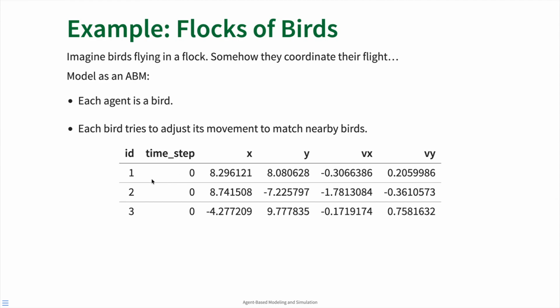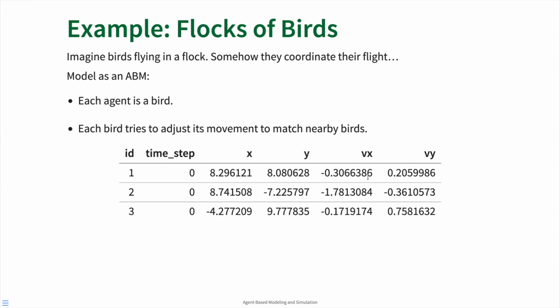Each bird is represented by a row in this data frame. So we have an ID, which represents a unique bird, and we're going to keep track of the time step. So we're going to step through time with our model. And then we have two columns, X and Y, which track the position of each bird in two-dimensional space. And then finally, we have these columns Vx and Vy, which track the speed of each bird.